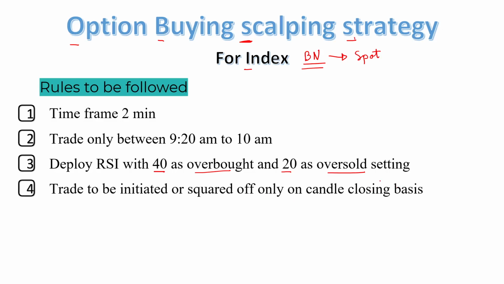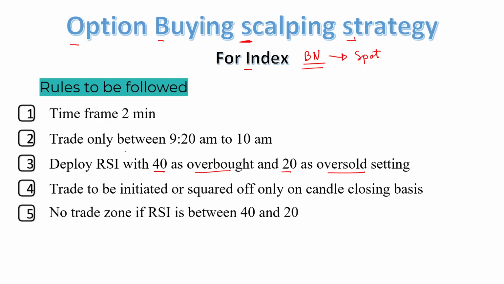The fourth rule says that trade has to be initiated or squared off only on the candle closing basis. This is very important. Guys, understand that it's a 2 minute time frame and we have to wait for completion of that 2 minute candle, and only then we have to either initiate a trade, that is take an entry, or square off your position, that is either book your loss or profit, whatever it is. But do not try to initiate the trade while the candle is still running, so that you don't get trapped into a false signal.